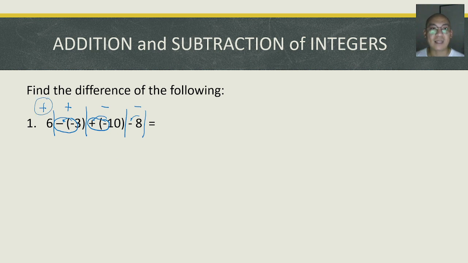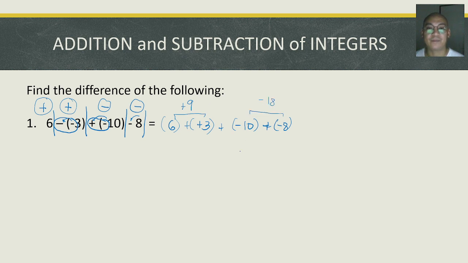So following these signs that we got, we can say it is positive 6, positive 3, negative 10, and negative 8. So we can now add all of them. As the rule in addition, as I have told you a while ago, we're going to combine first same signs. Who has the same sign? 6 and 3. They are both positive. That is positive 9. 10 and 8, they are both negative. So it is negative 18.